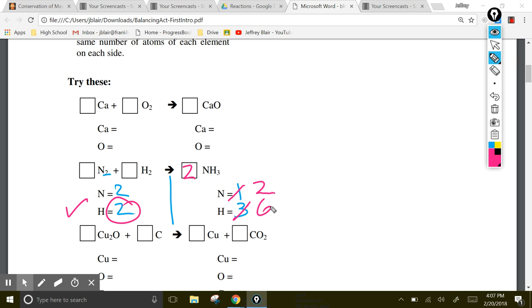And now I have no odd even mismatch. Now I can go back to this side and try to even it out. Can I multiply something by 2 to come equal 6? I can. I can put a 3 in there. 3 times 2 changes that to a 6. Now I've got 2 N's on both sides. I've got 6 and 6 on both sides. My equation is balanced.